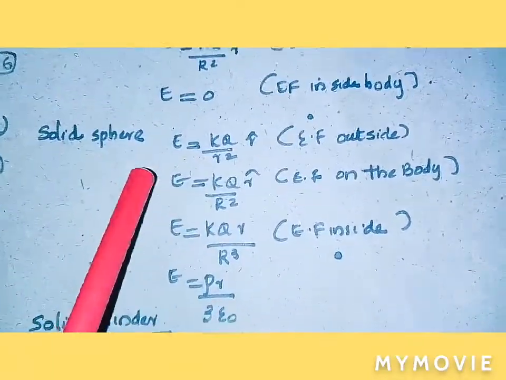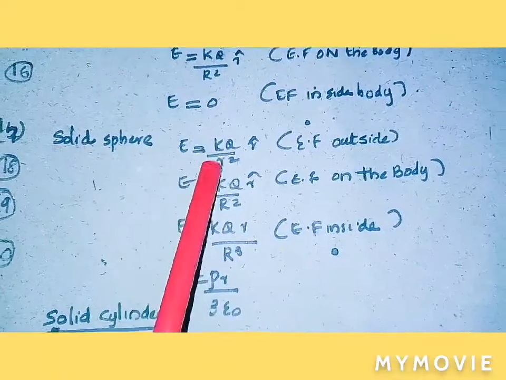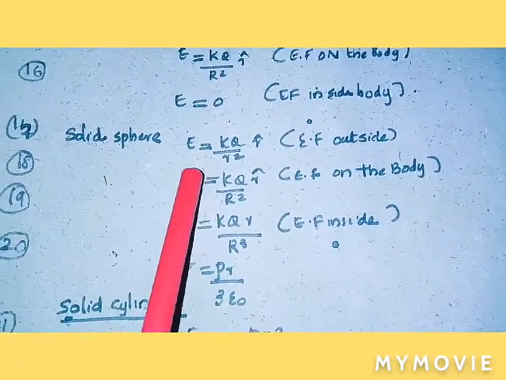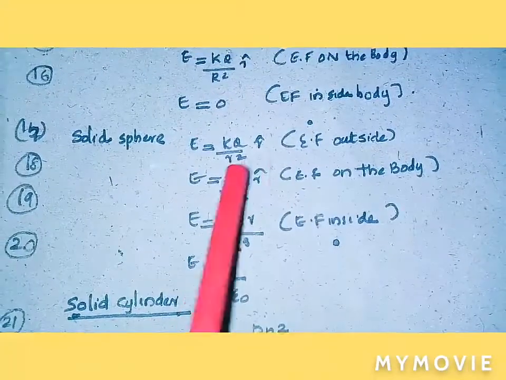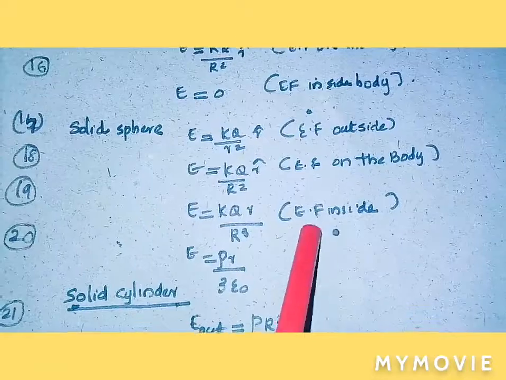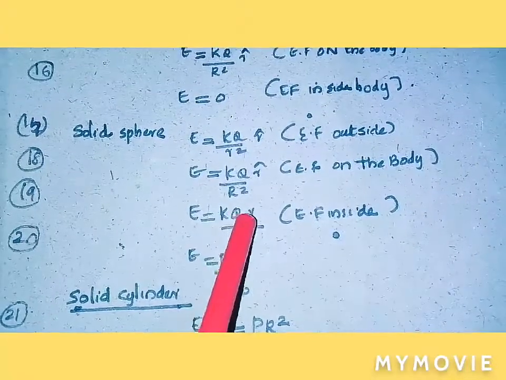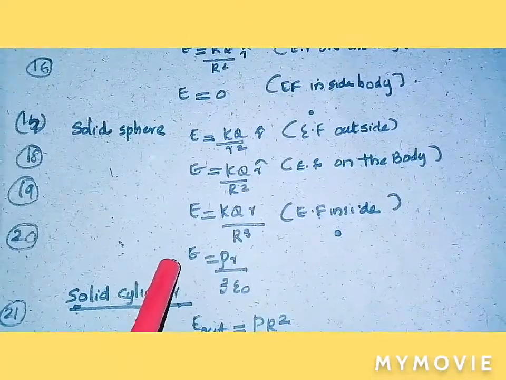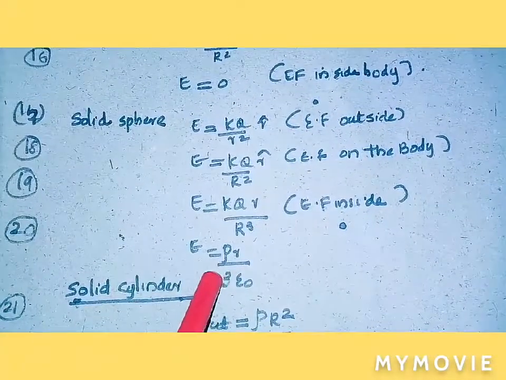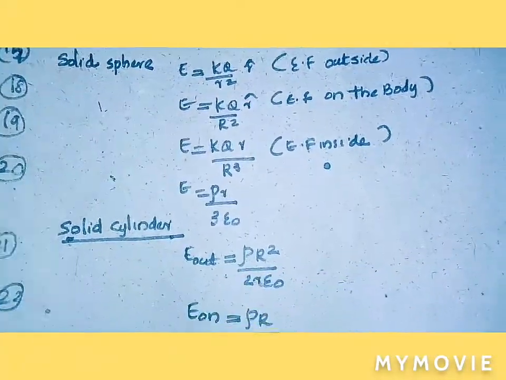For a solid sphere, E is equal to KQ by small r square R cap is the electric field outside. On the body, electric field is KQ by capital R square R cap. Electric field inside is KQ small r divided by R cube, or rho r divided by 3 epsilon naught. Rho is the volume charge density.